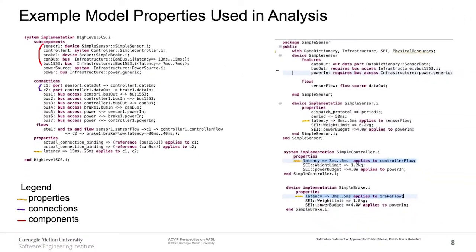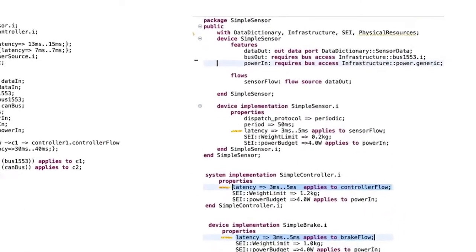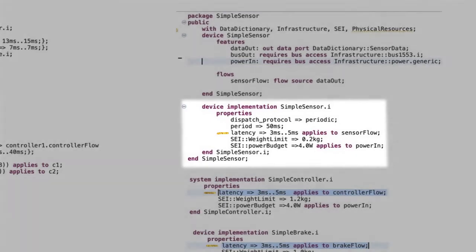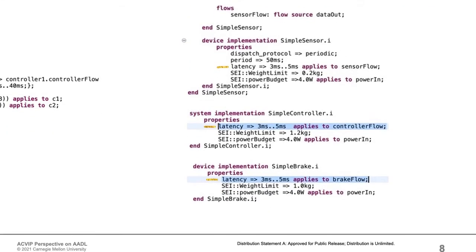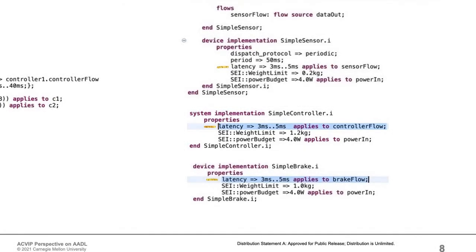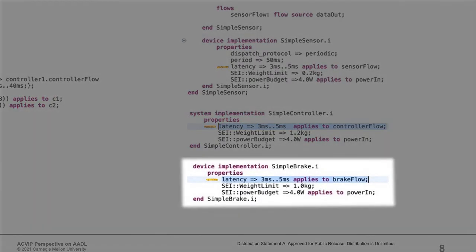Moving on to device implementation and properties needed for latency analysis. Simple Sensor, on the top right, has a latency property set to 3 to 5 milliseconds. Simple Controller, on the bottom right, has a latency property set to 3 to 5 milliseconds. Simple Brake has a latency property set to 3 to 5 milliseconds.